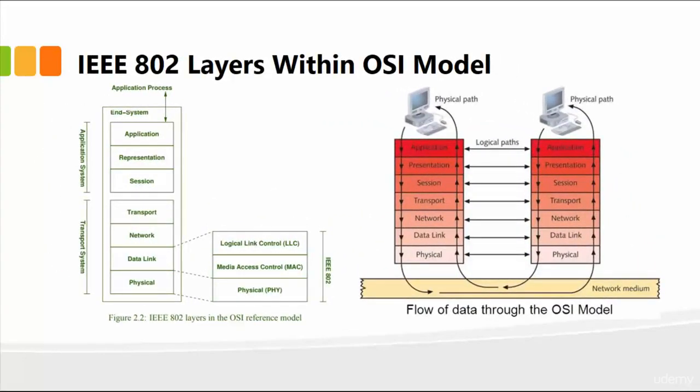Next, I want to compare side by side the IEEE 802 layers within our OSI conceptual model. On the left, you'll notice the 802 layers in the OSI reference model, and here again you'll see that the data link layer is divided into logical link control and media access control. And on the right side, of course, is our famous OSI model that we looked at in previous lessons. By this time, you should have memorized all these layers, the names of these layers, and what happens at each layer as data flows throughout the entire model.